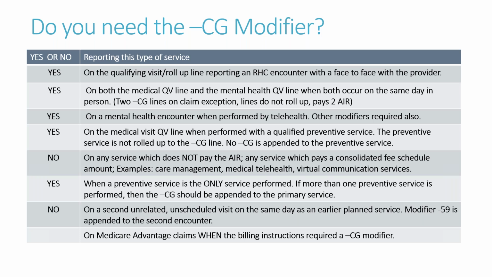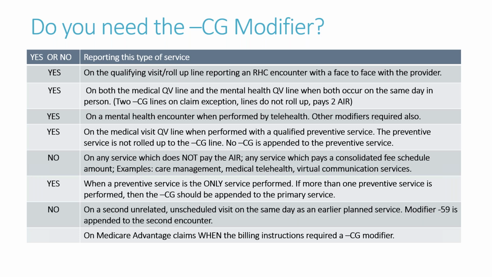So this is just, do I put the CG modifier on the claim or do I not put the CG modifier on the claim? I think it's a really handy slide. I left out the very bottom one on the Medicare Advantage plan. We always have to have one CG modifier on our RHC UB claim, only one. But there are times when we have two CG modifiers, when we have a medical and mental health visit on the same day. When we have a mental health encounter by telehealth, we still need the CG modifier. I wish this was interactive. We could play a question and answer game on this. This is just going to go through and give you a scenario and tell you whether you do or do not need the CG modifier.